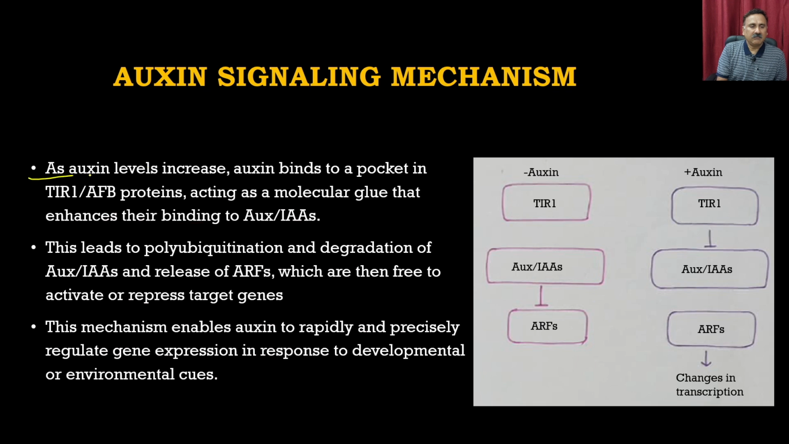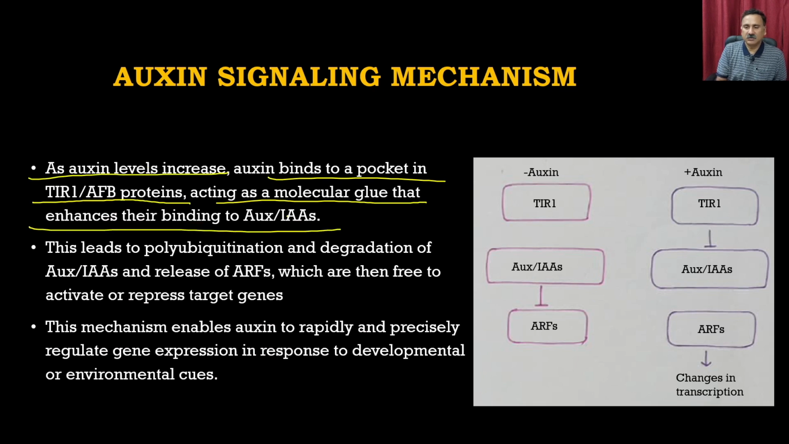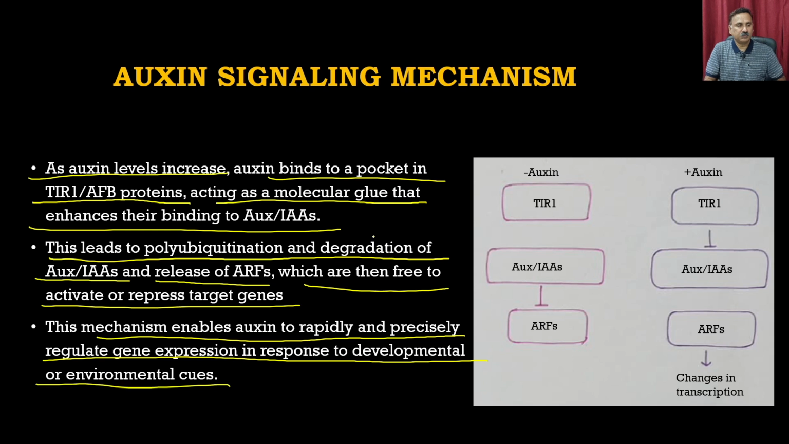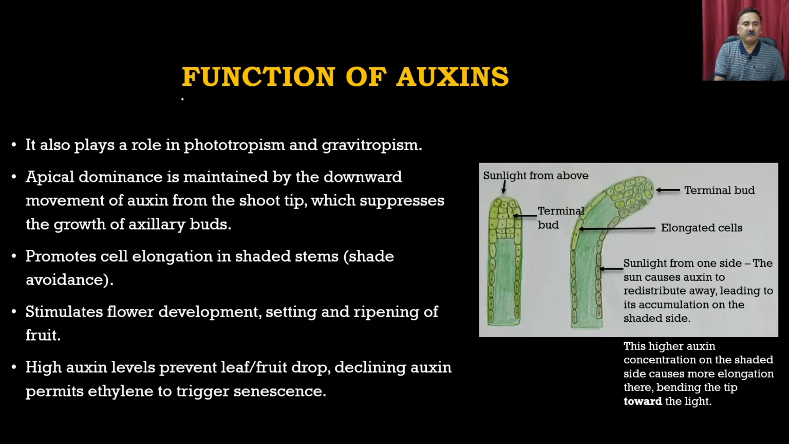As auxin level increases, the auxin binds to a pocket in the TIR1/AFB protein, acting as a molecular glue that enhances their binding to the Aux/IAA proteins. This leads to the polyubiquitination and degradation of the Aux/IAA and release of the ARF, which are then free to activate or repress the target genes. This mechanism enables auxin to rapidly and precisely regulate gene expression in response to developmental or environmental cues. Now, what is the function of the auxins?